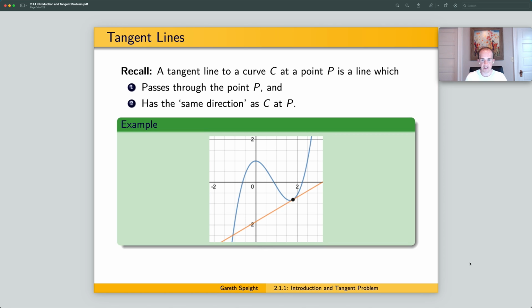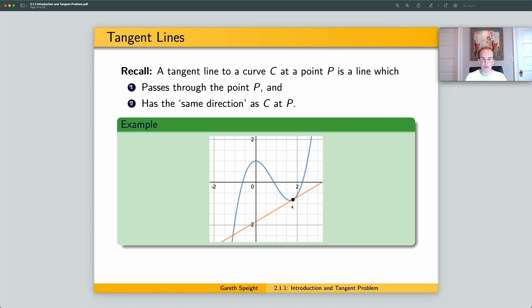So here is a picture. There is a blue curve and there is a point highlighted on the blue curve. And then we can see that the orange line is a tangent line because it passes through the point we're interested in, and at that point it also has the same direction as the curve. If we slide the line along the curve, they somehow have the same direction.